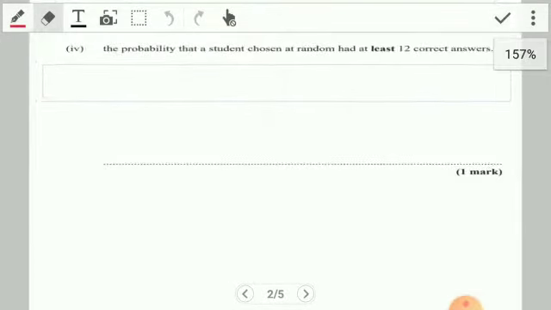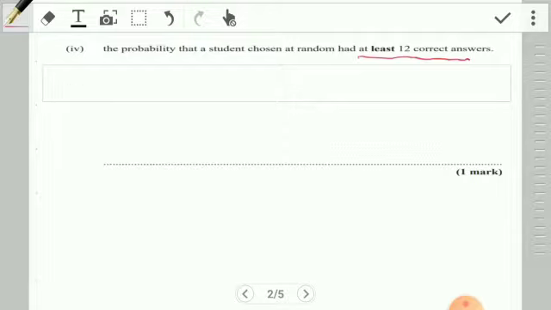Alright, let's zoom it up if we want to. It said the probability that a student chosen at random had at least 12 correct answers. So we're looking at at least 12 correct answers. At least would have meant 12 or more. That's what we're looking for. So let's go back to the table to get that.